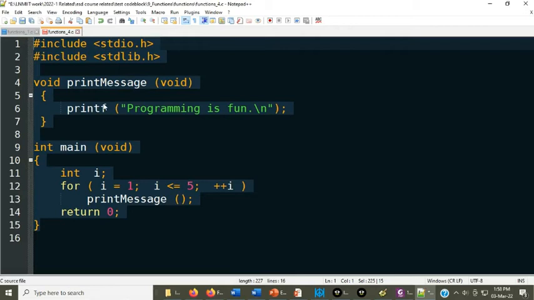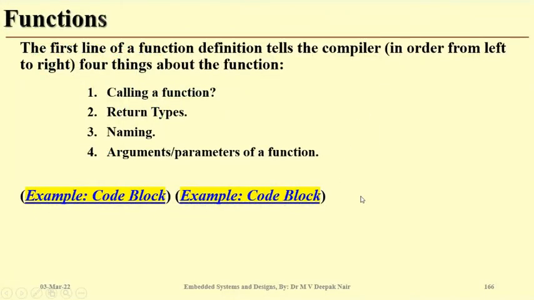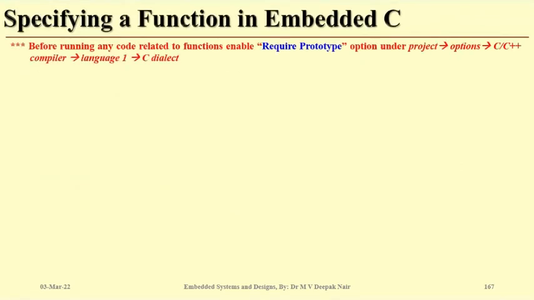If you take this program and run it in Code::Blocks, you may generate programming is fun 5 times in the console. So this is how you can use functions to avoid repetitions. Now let us check how we can use functions and what we should keep in mind when using functions in embedded C, or when programming our microcontroller. There are few things we have to keep an eye on, other than the things we have discussed previously.